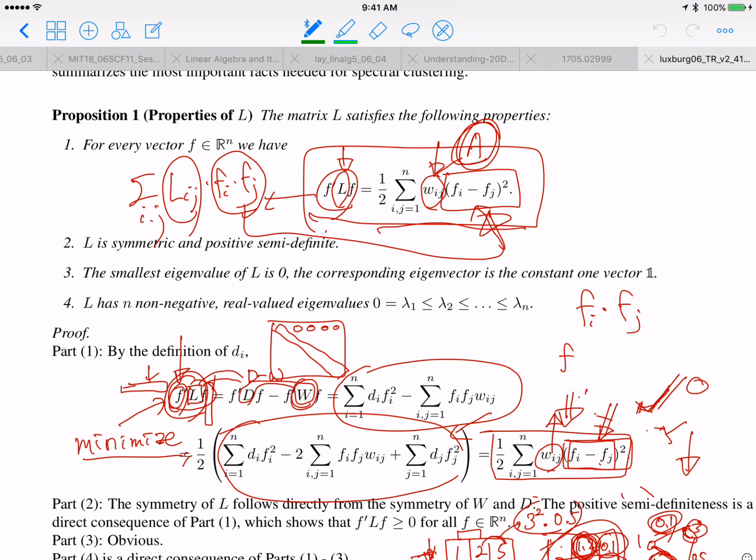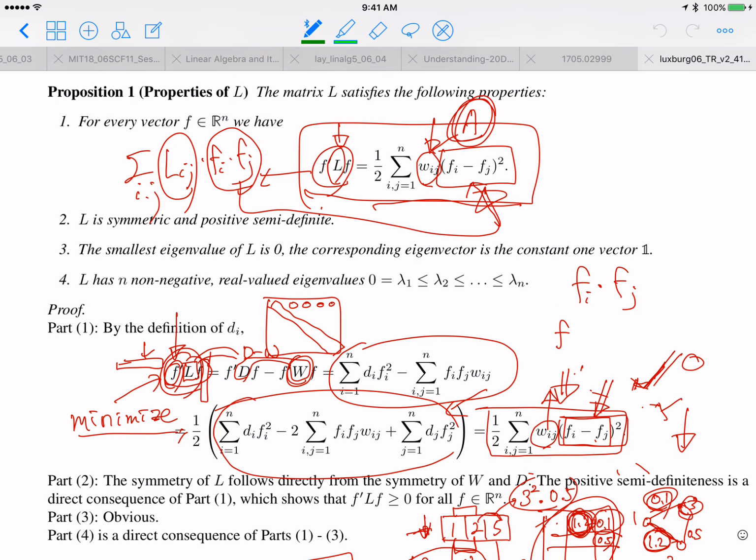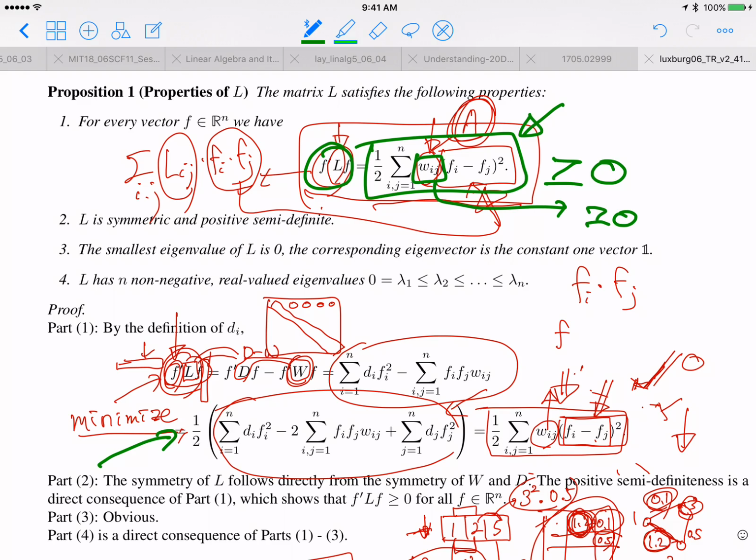So even without using any kind of knowledge about eigenvalues or eigenvectors, we successfully derived this kind of formula, or this guy is the same as this, right? And then from looking at the form of this guy, we can guarantee that this guy is always a non-negative, right? As long as our edge weights are all non-negative.